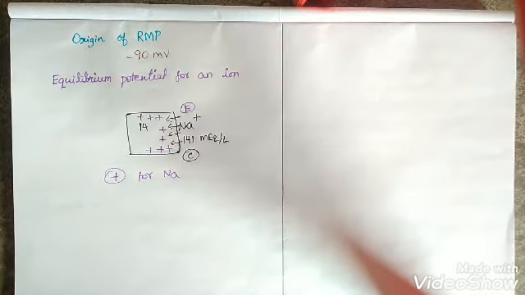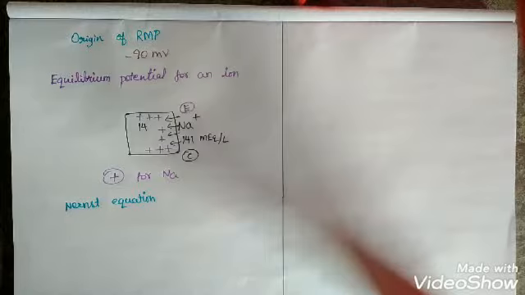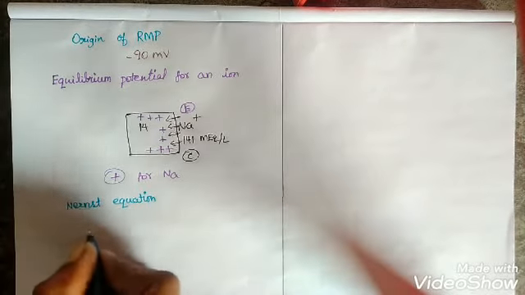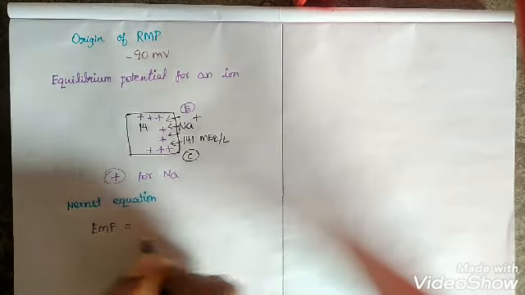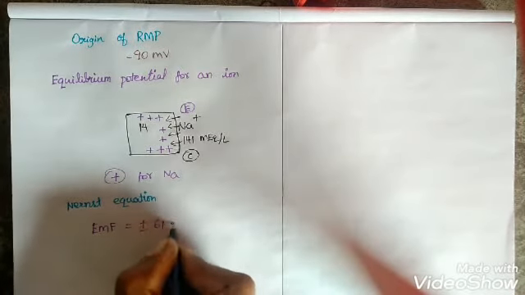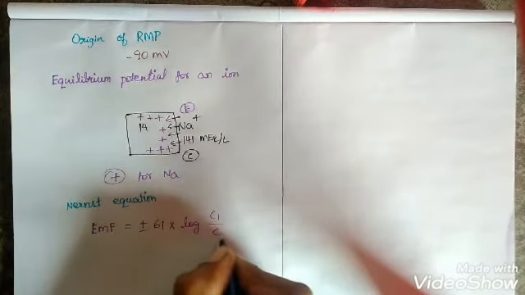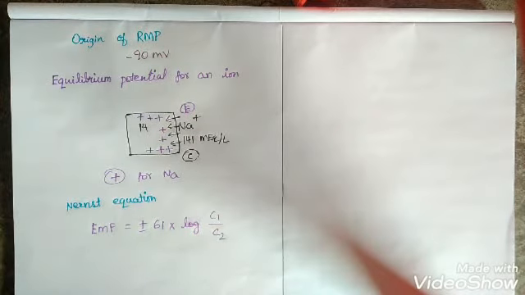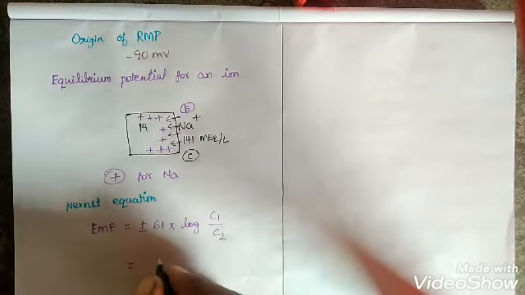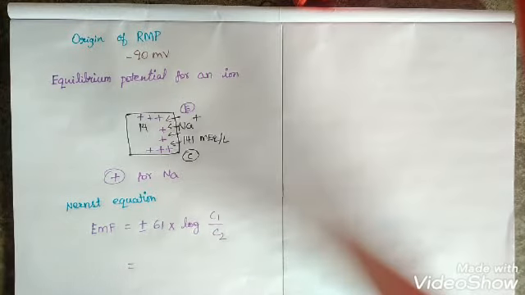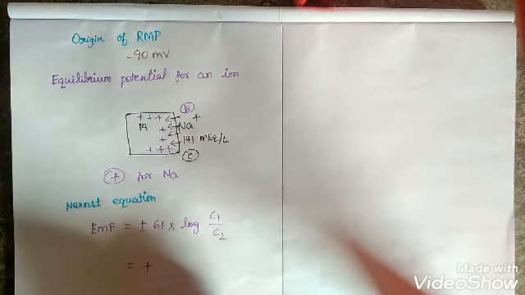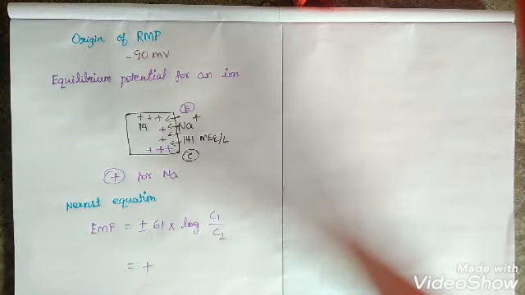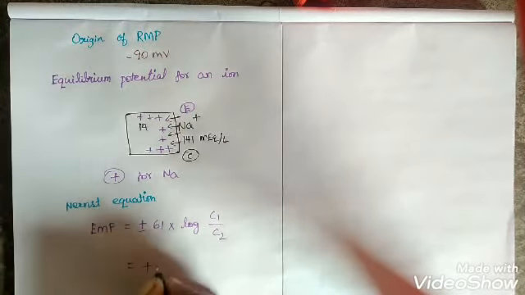To know the equilibrium potential for an ion, we are going to use the Nernst equation. The electromotive force is equal to plus or minus 61 into log of C1 upon C2. So for the equilibrium potential of an ion, the equation we apply here is the Nernst equation, and let's apply it for sodium. For sodium, the charge is plus because it is a cation and it carries a lot of positive charges inside of the membrane. So the charge would be positive.